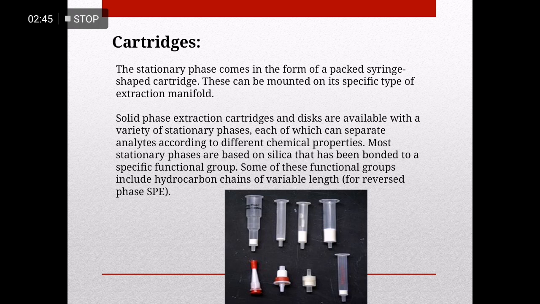That is why cartridges are used in solid phase extraction, as they are the stationary phase for this type of reaction. They have different chemical properties and different types of solid phase extraction require different cartridges with different types of chemical properties, such as some cartridges have silica while some have different organic compounds with different functional groups.